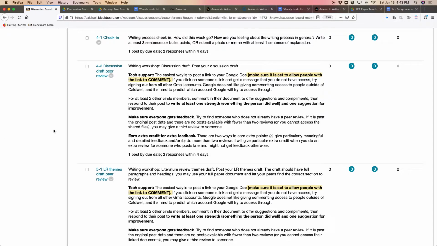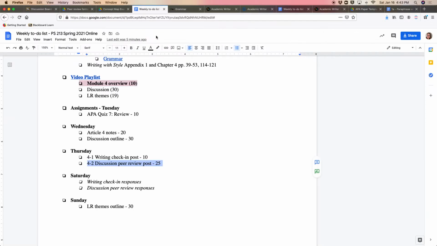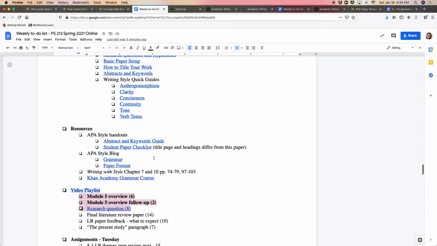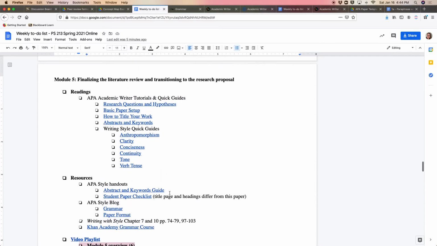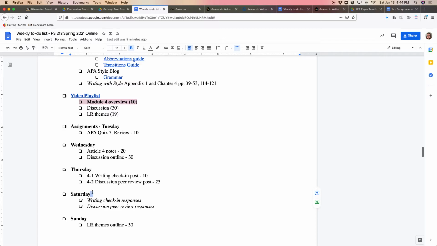Just as a heads up, the literature review themes peer review that's coming up, again, it's hard if you only look at 1 week at a time because weeks are so short. So that's going to be due on Tuesday of next week, just the way that things fall, so that you have enough time to get a little bit of feedback before your final paper is due. And then on Thursday, you're going to post a draft of your full paper. And it's up to you if you want to keep commenting on the same person's drafts to see how it changes over time, or if you want to switch things up.